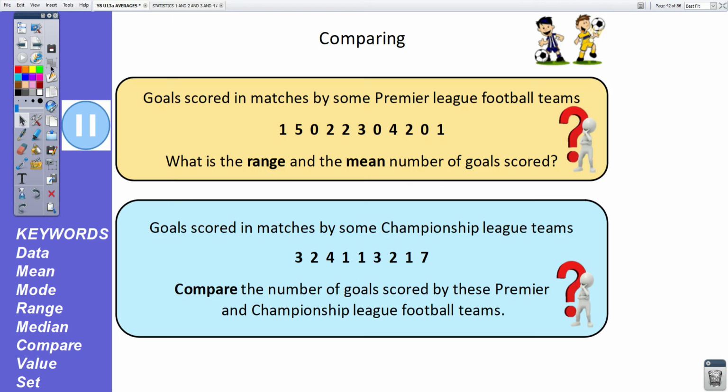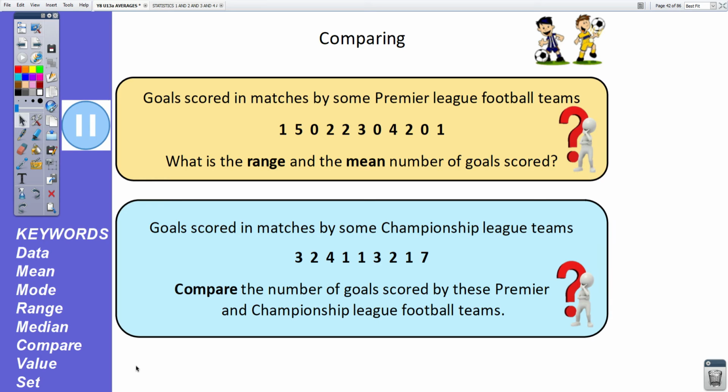Moving on. So, comparing. Here we have two different football teams. In yellow, the goals scored in matches by some Premier League football teams. There we have them. In blue, some goals scored in matches by some Championship League teams. Now, for yellow, what is the range and mean number of goals scored? And then under the blue team scores, it says compare the number of goals scored by these Premier and Championship League football teams.